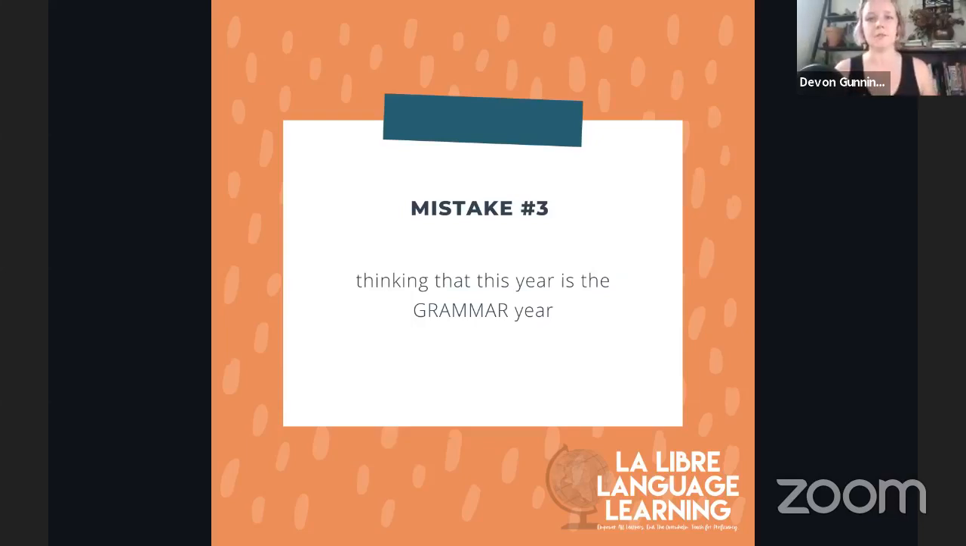But what we do a lot of the time in level 2 is we make this the grammar year, and we're going to make this whole year about teaching them everything that they need to know about past tense. Language doesn't work like that, and your students get so overloaded.